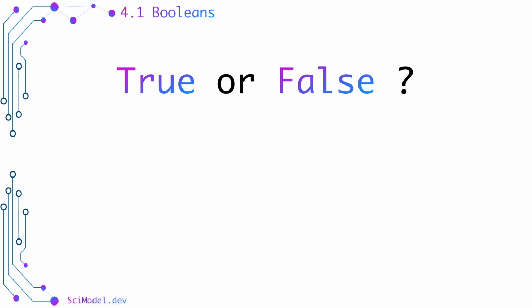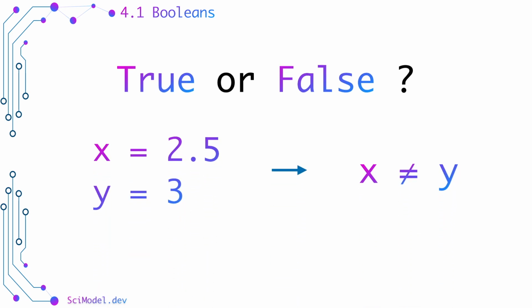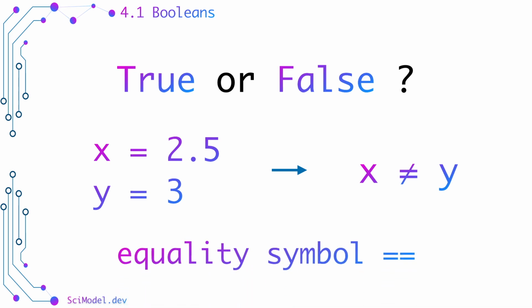Booleans are used to check for the truth of an expression, so Booleans have only two outcomes, true or false. For example, suppose you have two variables, x equals 2.5 and y equals 3. Now, it is a fact that x does not equal y, so to check the equality in Python, whether x equals y or not, you can use the double equal sign. Do not confuse the double equal sign with the single equal sign, as the latter is used to assign values to variables.